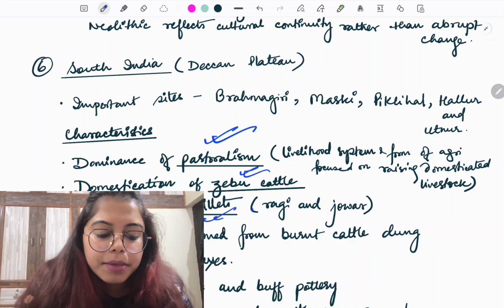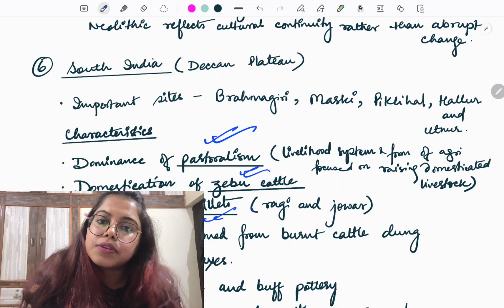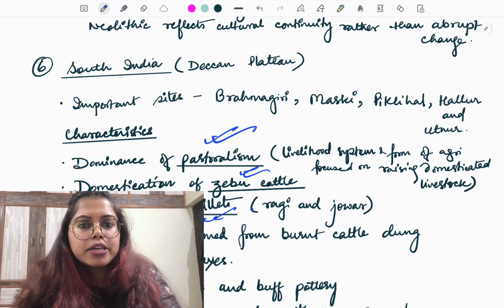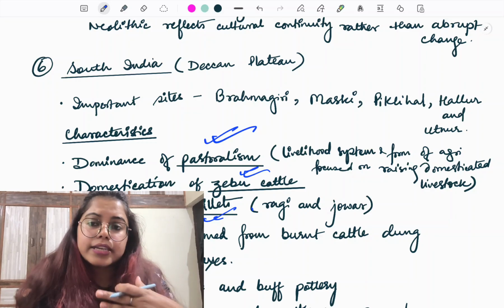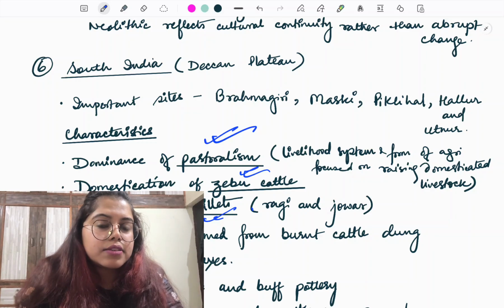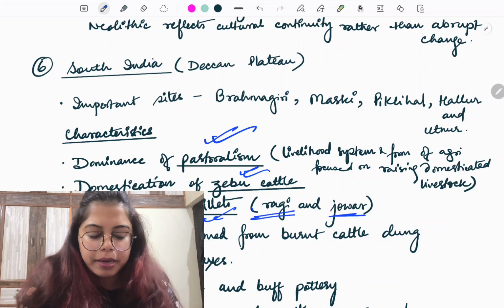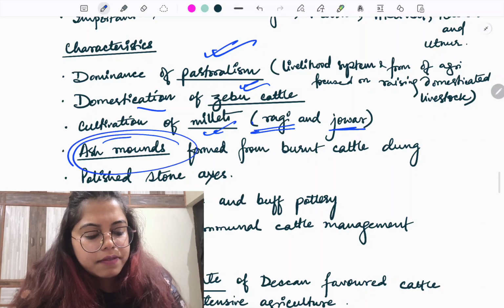There was cultivation of millets. Why? Because millets are drought resistant and they grow in semi-arid areas. So again, determined by ecology, we have the kind of crops. If you see the northwestern Balochistan region and the Kashmir region, the dominant crop was wheat and barley. The millets here were ragi and jowar.